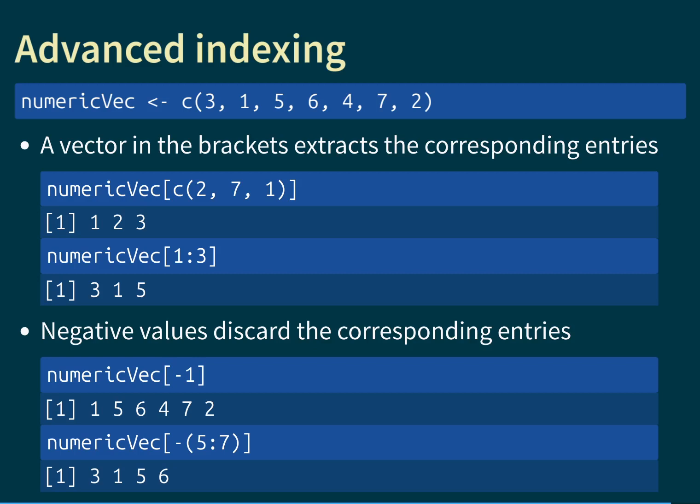So that is the vector 5, 6, 7, and then we put the minus sign in front of those, so it's -5, -6, -7, which means we remove those 3 entries from the vector, and you see that the output matches exactly that. We only have the first 4 entries of the vector, the last 3 have been removed.